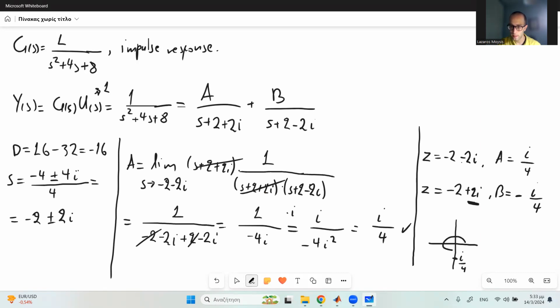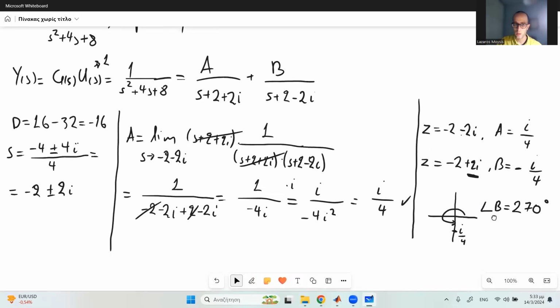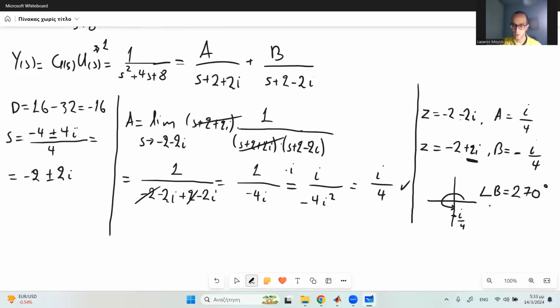So the angle here is this one. The angle of beta is, of course, 270 degrees. Okay, so that's about it. We only need one more thing. We only need also, of course, the magnitude. In this case, the magnitude of both of these values is the same. And in this case, it is 1 over 4. Right, very easy to remember the magnitude of a complex number.